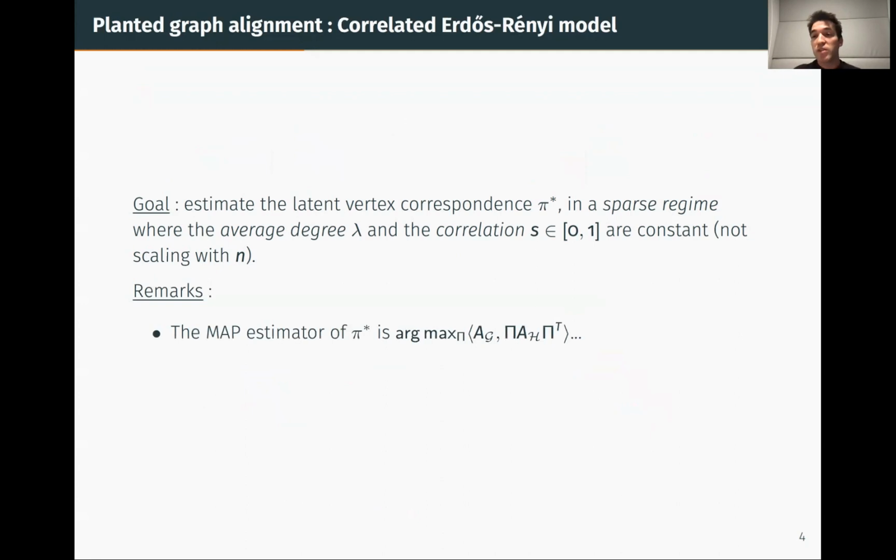And several remarks to start with. First, if we are looking at the maximum a posteriori estimator of pi star, it's easy to see that we end up solving the quadratic assignment problem I was talking about before. So this is maybe the relation between the two problems, right? The quadratic assignment problem is the maximum a posteriori of the planted version.